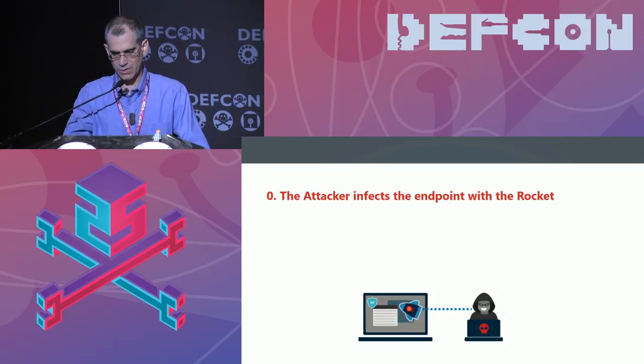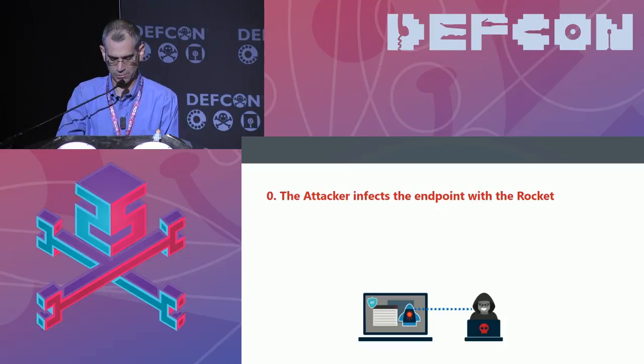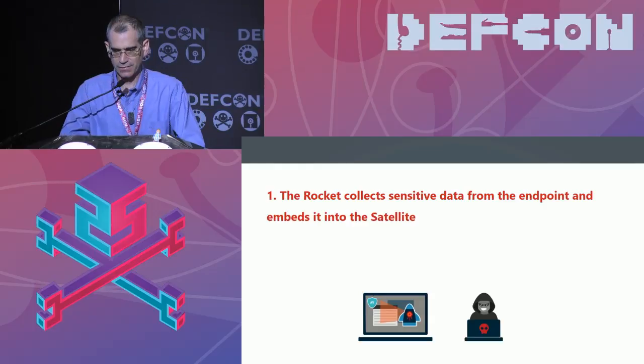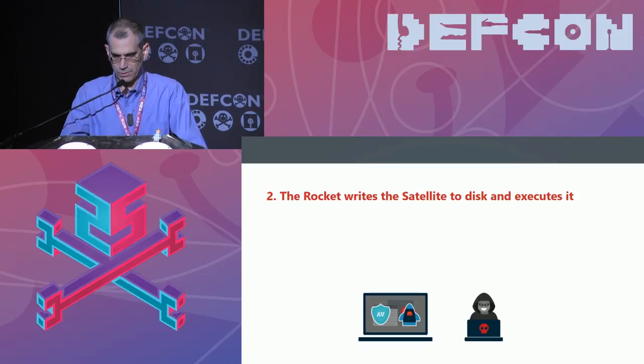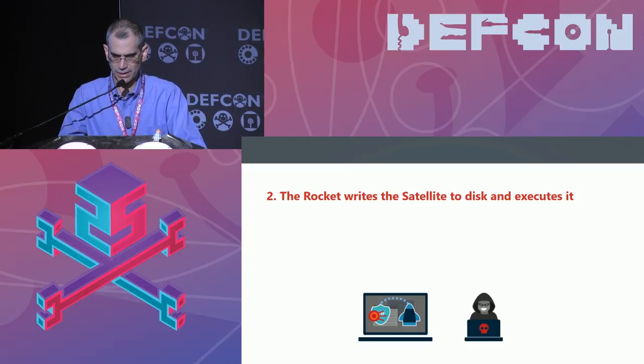As we said, the zero step is to have the endpoint infected with the main malware, the rocket. As you can see, the rocket contains the satellite inside it. Then the rocket collects the sensitive data from the endpoint and embeds it into the satellite. The satellite has a static buffer pre-allocated inside its own binary, and into this buffer the rocket writes the sensitive data to be exfiltrated, let's call it the payload. Then the rocket writes the satellite with the collected data inside it to disk and executes it using, for example, a system call or any other standard execution method.